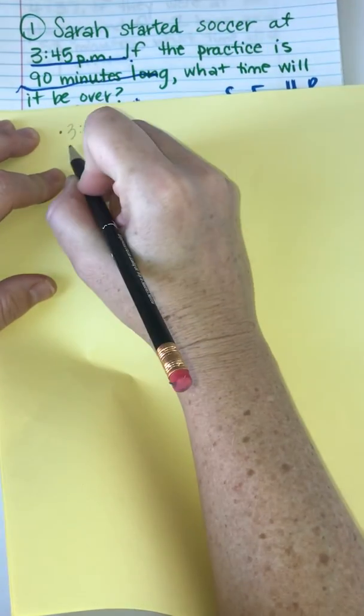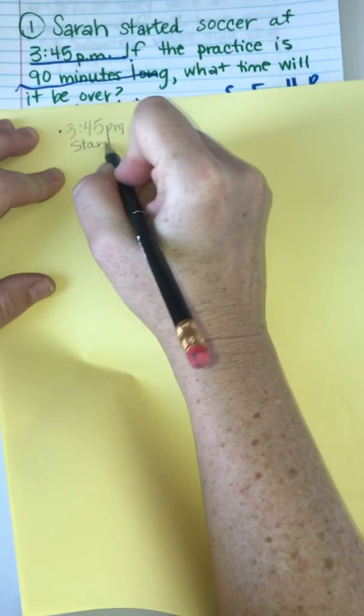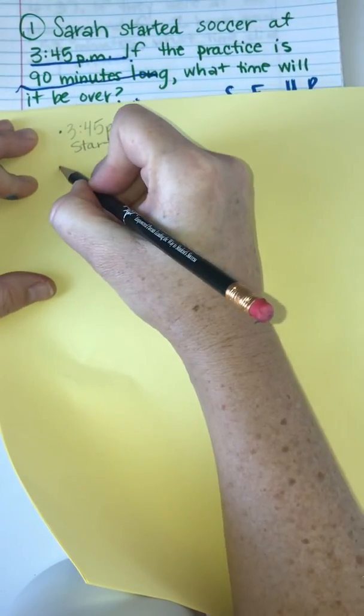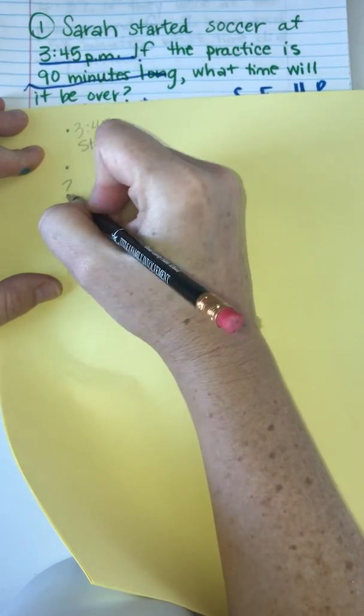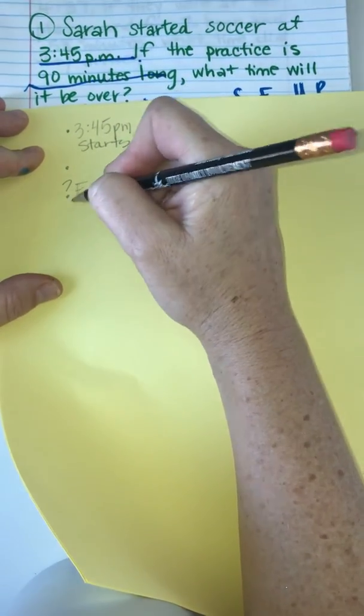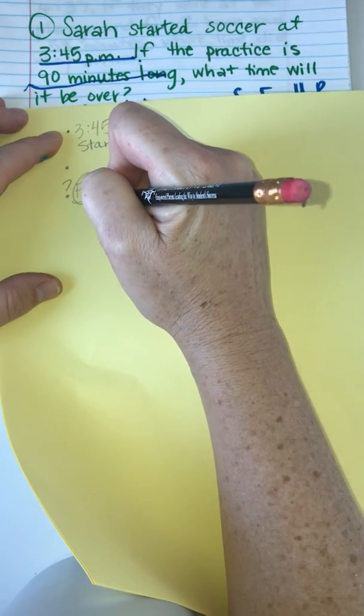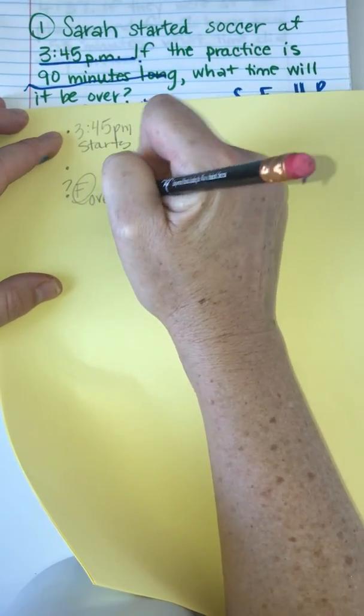So I know what time the practice starts. And do I know the end time? No. So I'm going to put a big old question mark. What am I solving for? F, that's the finish time. So when will it be over?